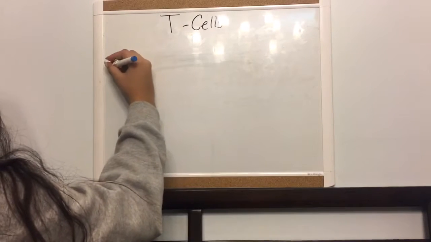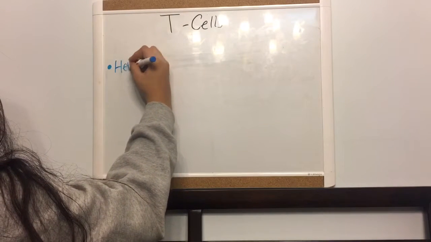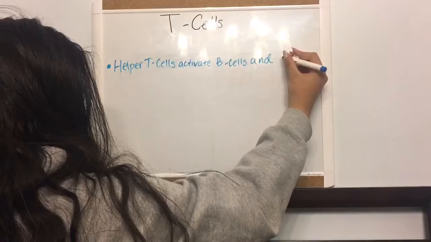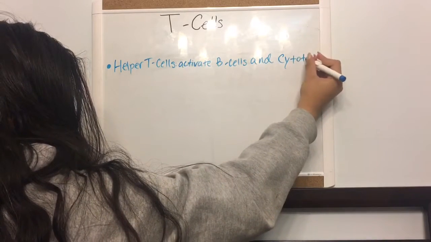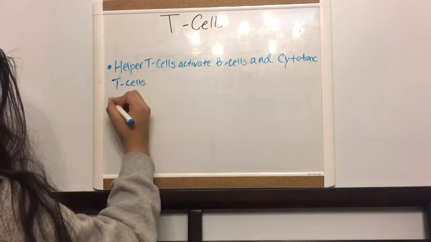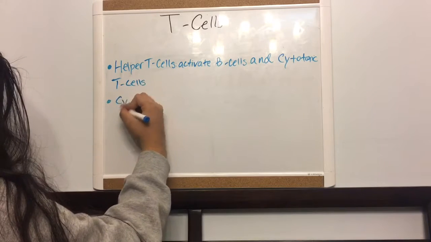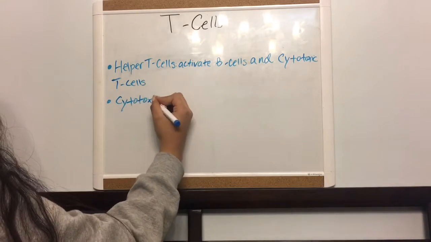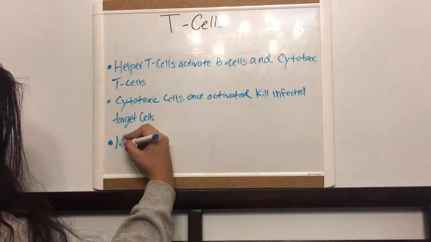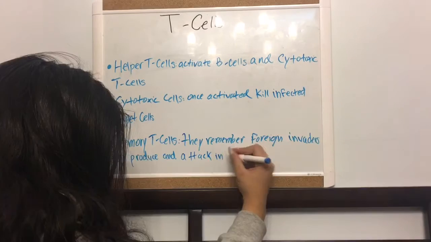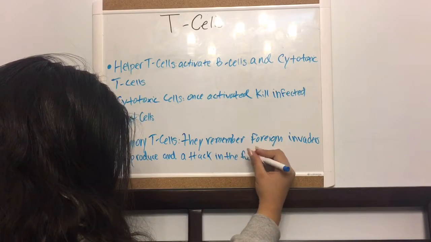T cells. Helper T cells activate B cells and cytotoxic T cells. Cytotoxic T cells, once activated, kill infected target cells. Memory T cells remember foreign invaders to produce an attack in the future.